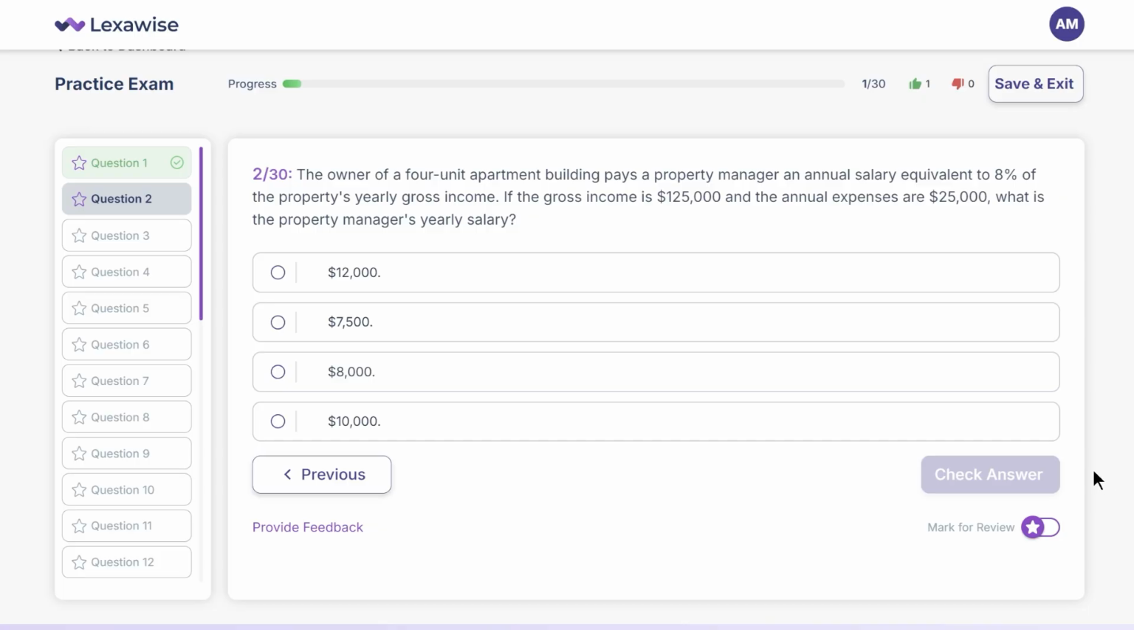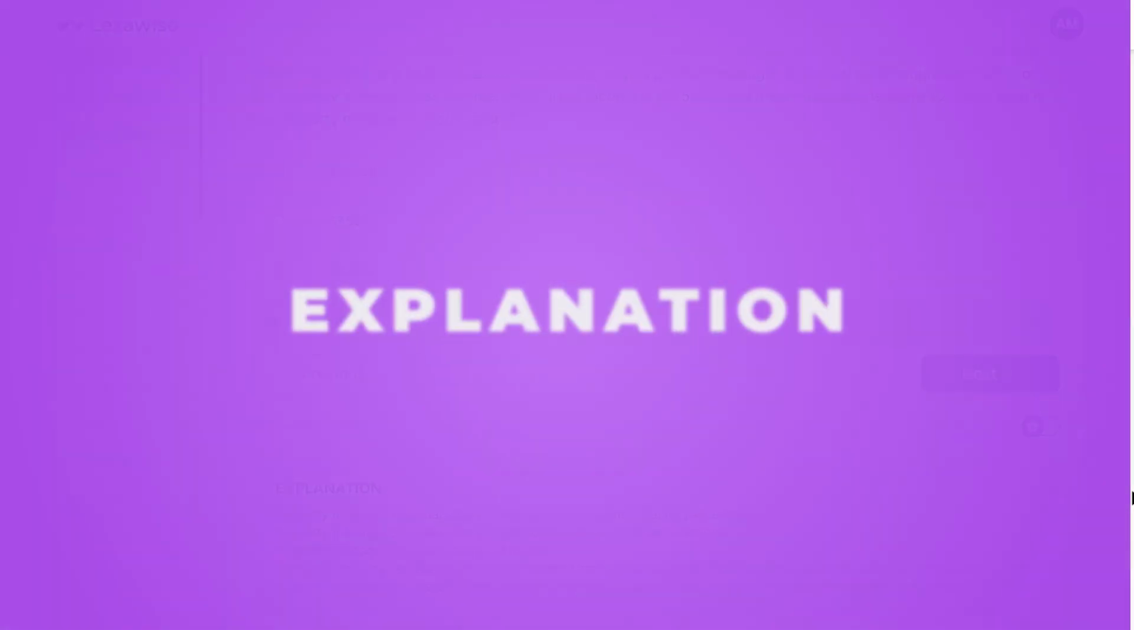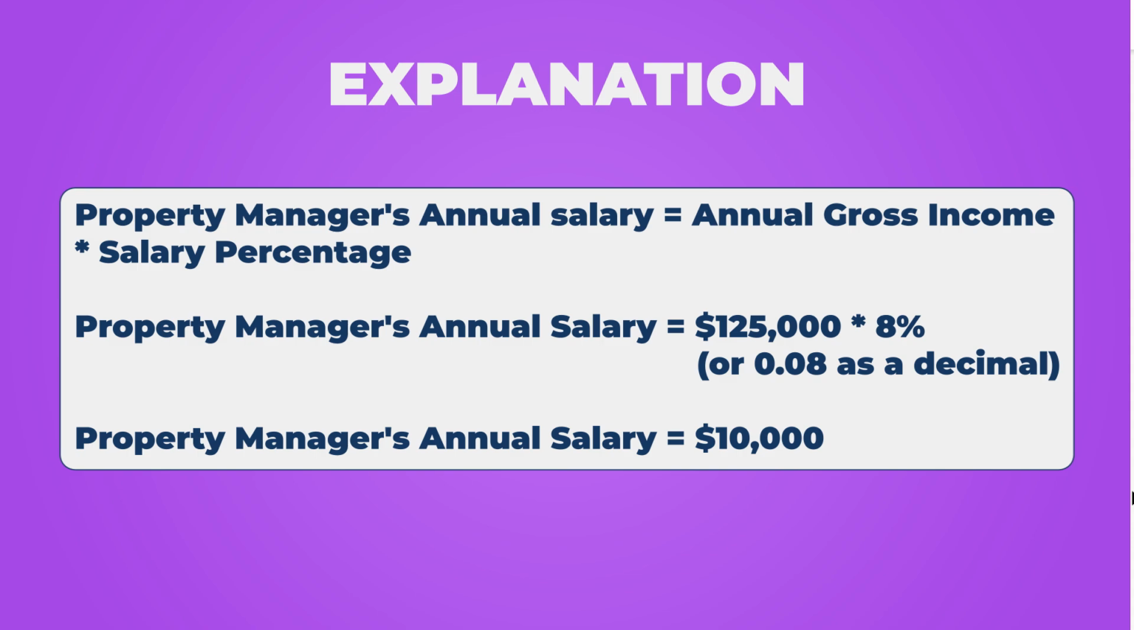The correct answer is D, $10,000. Here's why. Property manager's annual salary equals annual gross income times salary percentage. Property manager's annual salary equals $125,000 times 8%, or 0.08 as a decimal. Property manager's annual salary equals $10,000. The gross income represents the total amount of money earned by an individual or a business before any deductions, such as taxes or expenses. Therefore, the property manager's salary is not related to the annual expenses in any way.